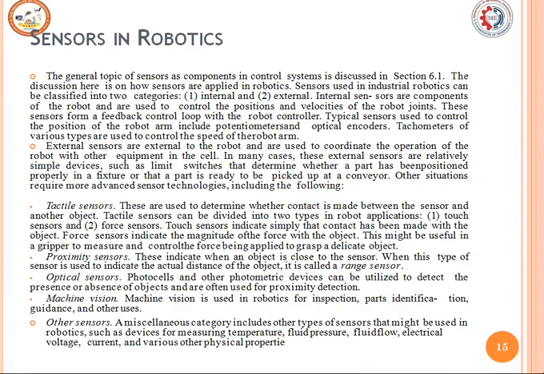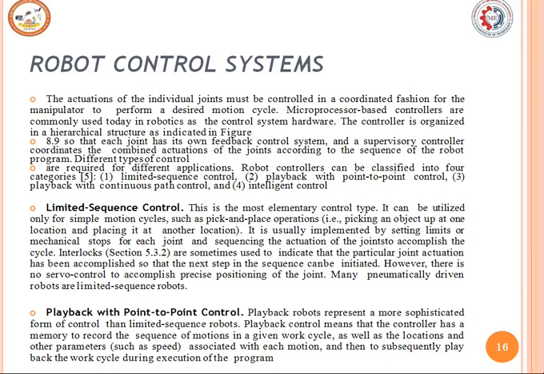nearer to the machine. Machine vision is used for inspection, part identification, guidance, and other uses. If it is other sensors, you can add based on the requirement, for example, temperature measurement, fluid pressure measurement, fluid flow measurement, electrical voltage measurement, current, and various other physical properties. So these sensors are used in robots.